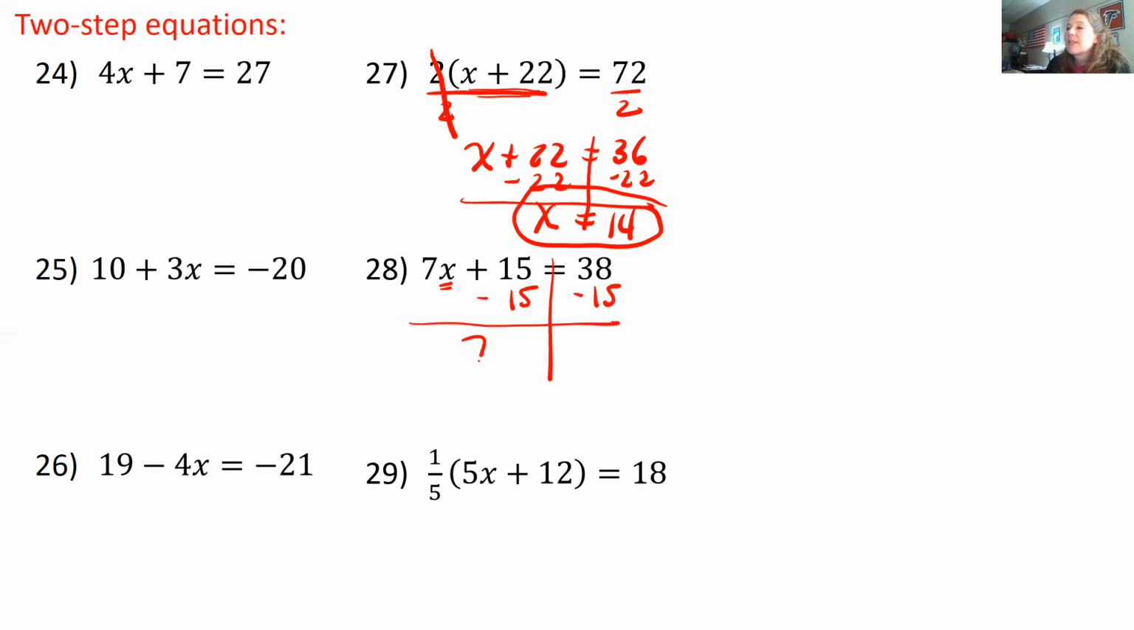So we bring down 7x. And 38 minus 15 would be 23, right? I think so. And then we divide both sides by 7. Well, that doesn't divide evenly, does it?